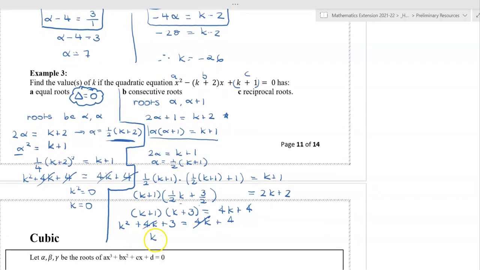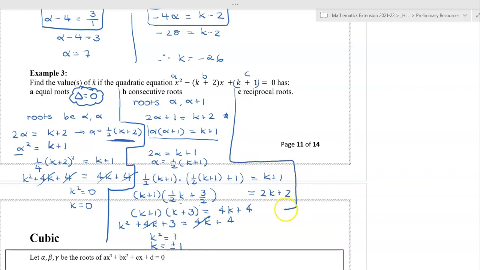So what do I get? k squared equals 4 minus 3 is 1. And yeah, there's no restrictions on k. So therefore we could have k equals plus or minus 1. Yeah, that was sort of fun.